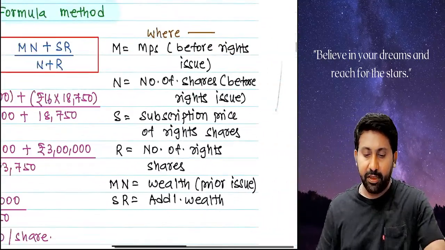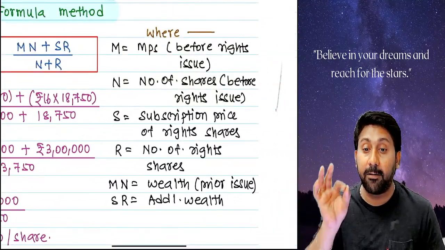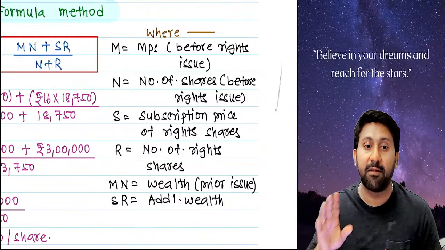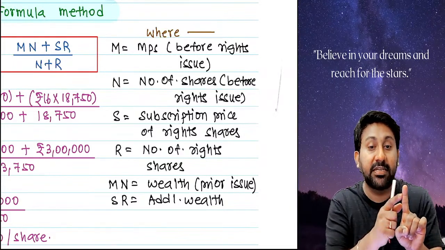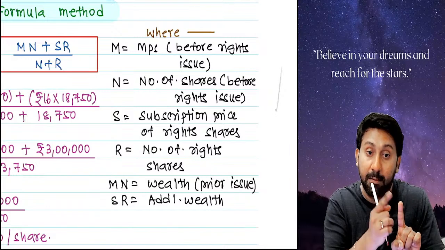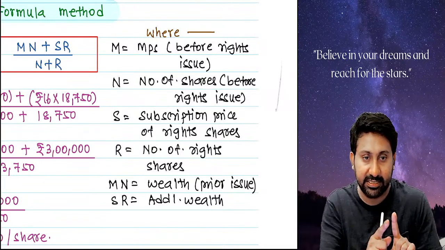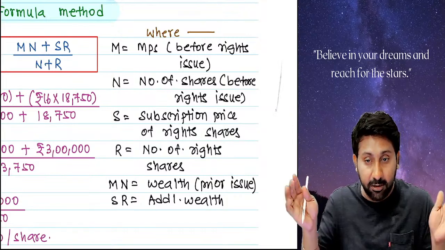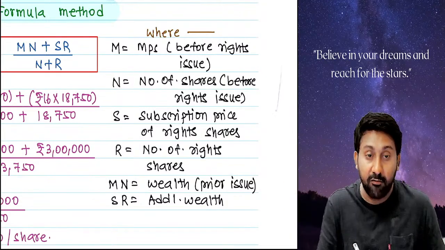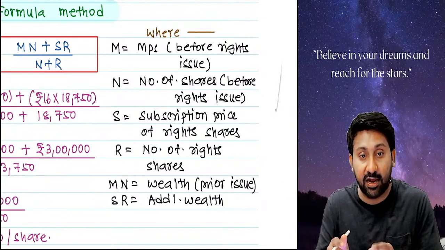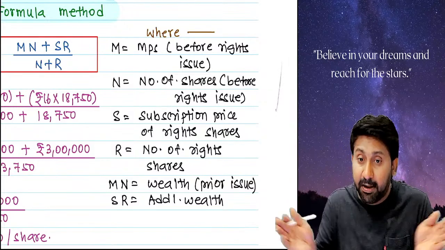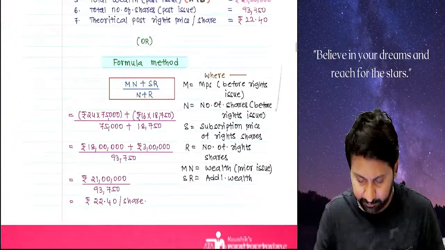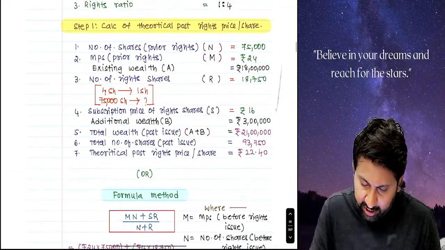See here again. What is the formula? Theoretical post rights price: Mn plus SR divided by N plus R. M, MPS before rights. N, number of shares before rights. S, subscription price. R, number of right shares. Mn, wealth prior to rights. SR, additional wealth. Mn plus SR, total wealth. N plus R, total shares. Okay. So already information is there.